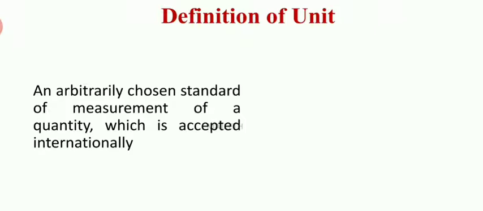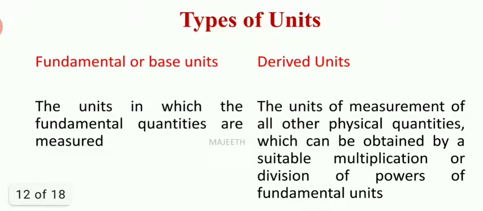We studied a lot of quantities: physical quantities, derived quantities, fundamental quantities. So it is an arbitrarily chosen standard of measurement of a quantity which is accepted internationally. Everyone in the world accepted it. That is called the unit of the quantity. So a unit is nothing but an arbitrarily chosen standard of measurement of a quantity. That is very important, right?